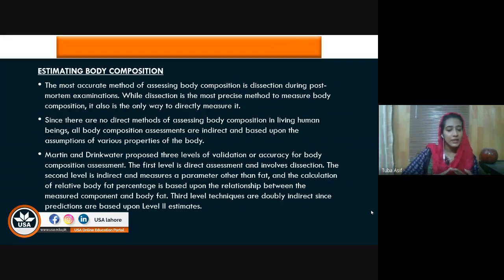The second level is indirect in nature and it measures a parameter after the fact, and the calculation of a relative body fat percentage is based upon the relationship between the measured component and the body fat. And the third level techniques are doubly indirect since predictions are based upon level 2 estimates. So there are three stages described by Martin and Drinkwater.